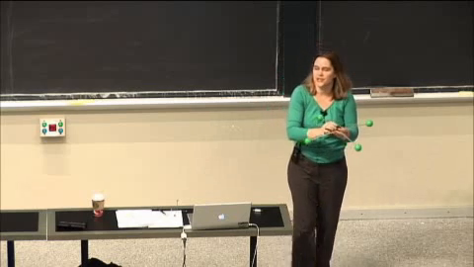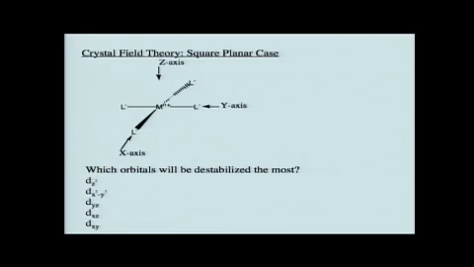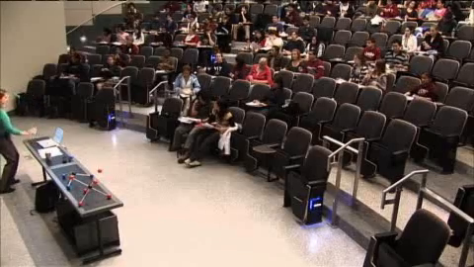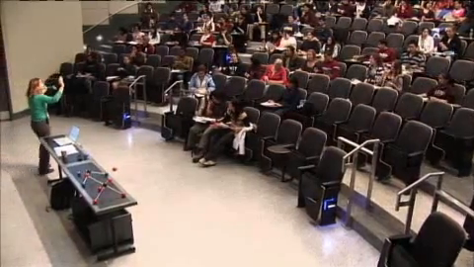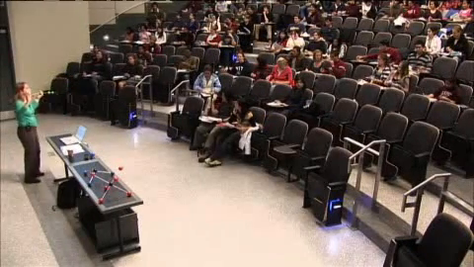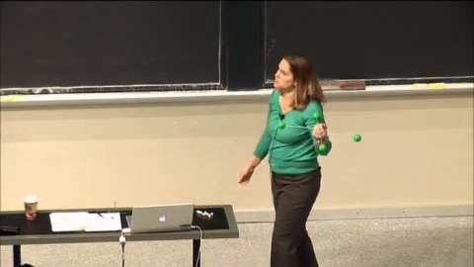So what do you predict? Which two of these will be the most destabilized now? What would be the most destabilized? What do you guess? You can hold up your little sets here. What's the most destabilized? What's going to go up the most in energy here? Yeah, dx squared minus y squared.